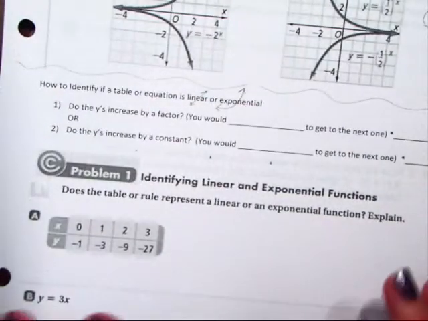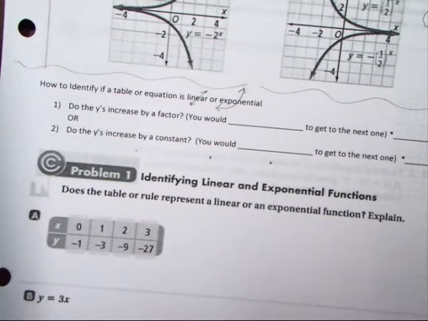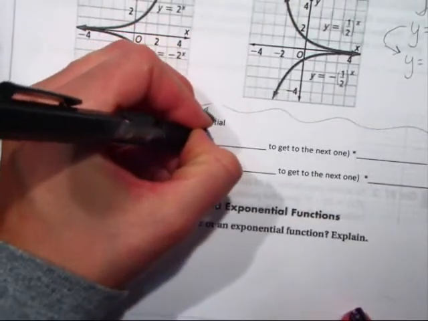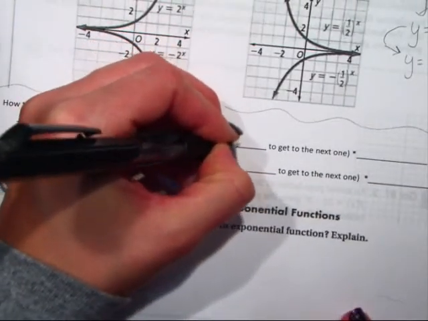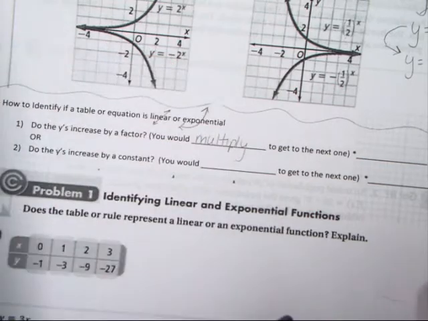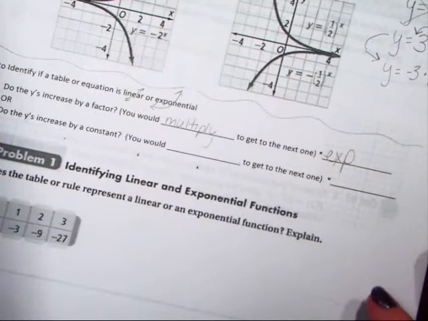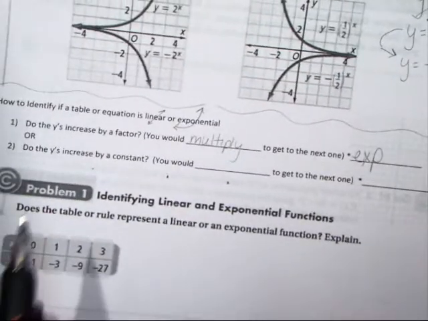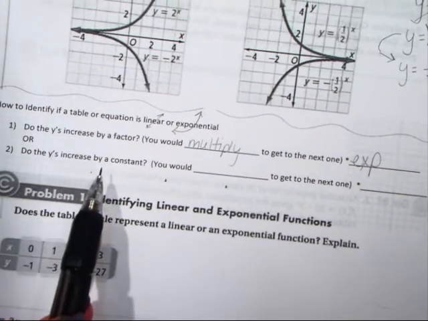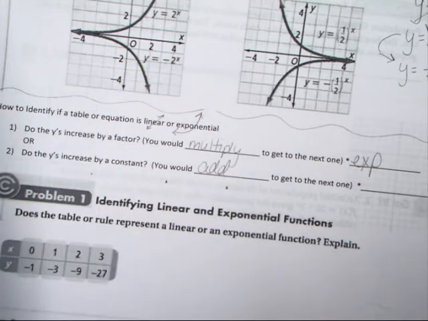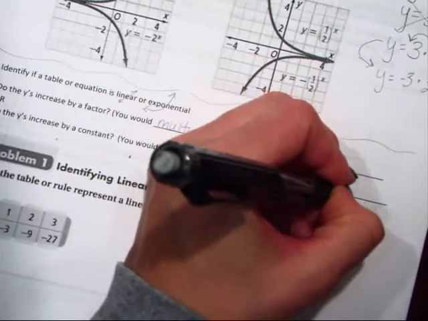Well, here's what you're going to look at. Do the y's increase by a factor? In other words, would you multiply to get to the next one? If that's the case, it would be exponential. And then you consider your y's and you say, do the y's increase by a constant? That means you would add to get to the next one. That means that this would be linear.